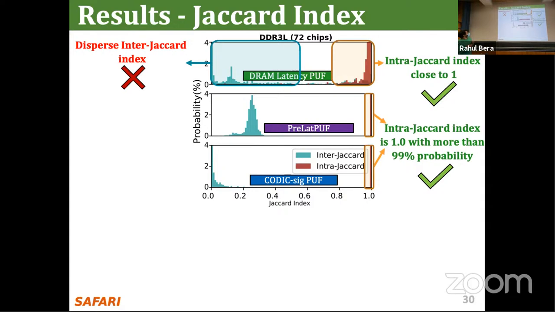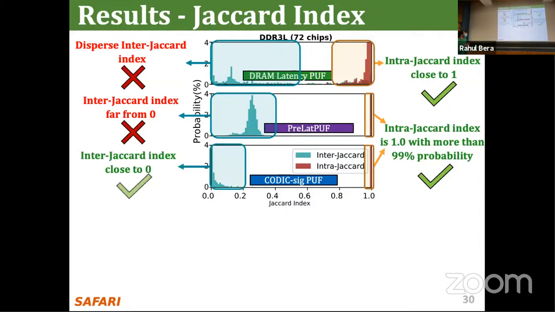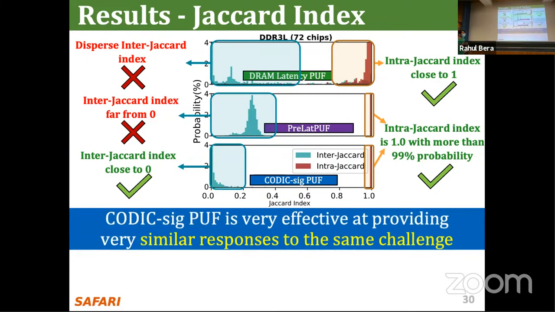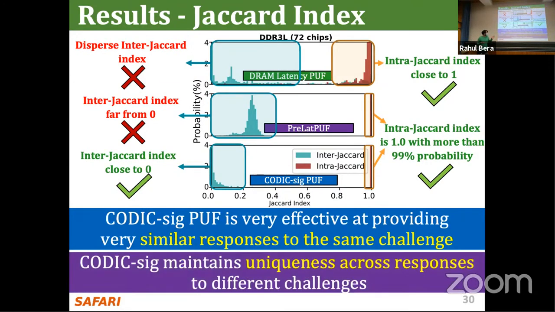Regarding the inter-Jaccard indices, these are very dispersed in the DRAM latency path. In the prelat path, they are also not very close to zero in our experiments with DDR3 chips, and in our case, they are very close to zero. Right. So we conclude that CODIC is very effective at providing very similar response to the same challenge, and CODIC maintains uniqueness across responses to different challenges.